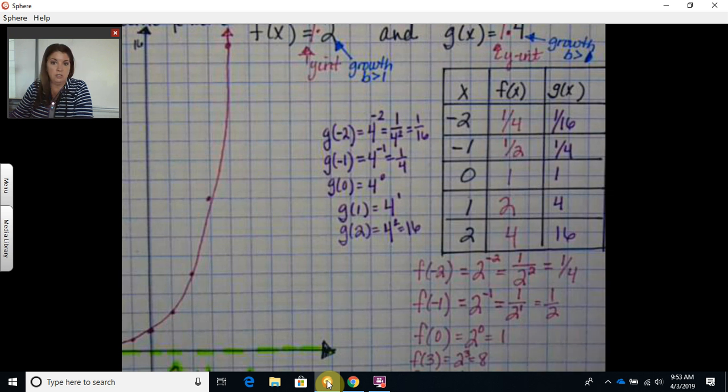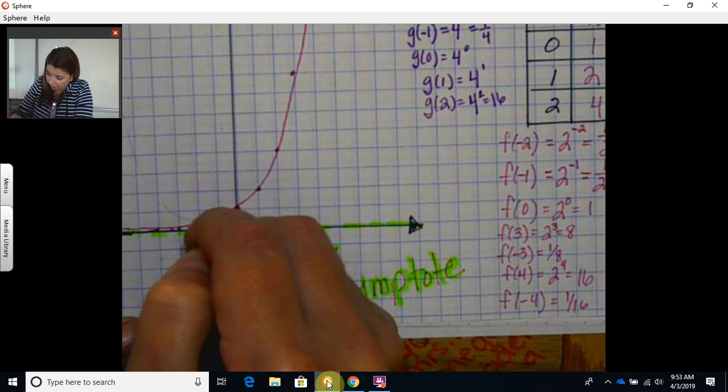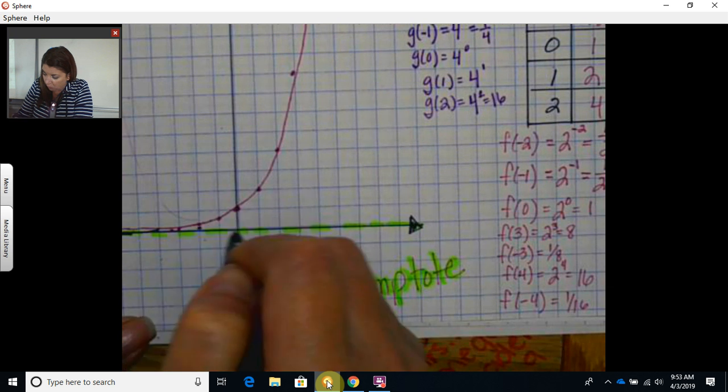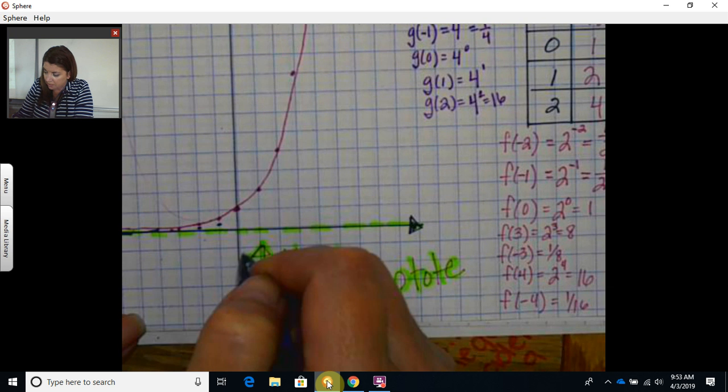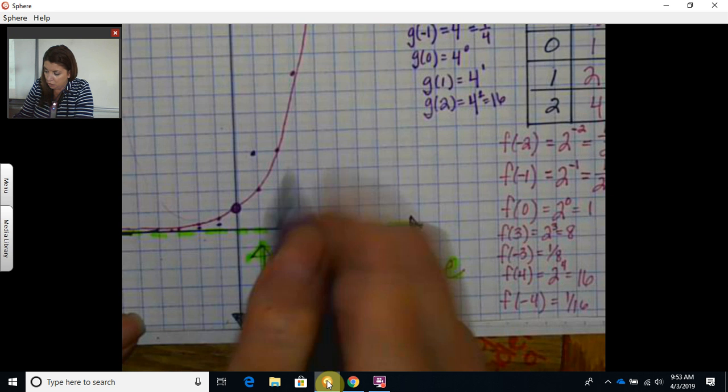Okay, so let me plot these numbers. When x is negative 2, y is 1/16. When x is negative 1, y is 1/4. When x is 0, y is 1. We had that same ordered pair on function f. When x is 1, y is 4. When x is 2, y is 16.